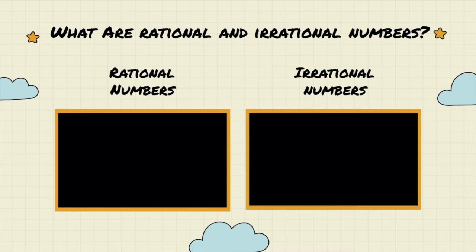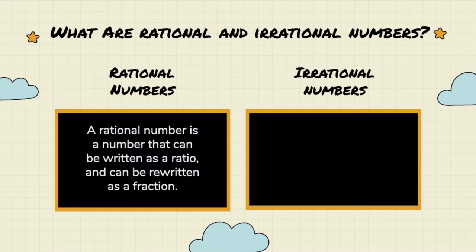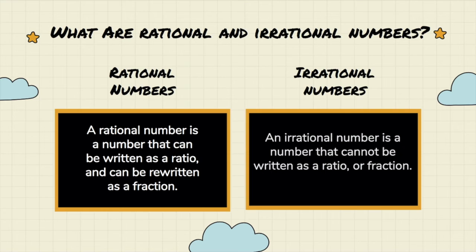So first, let's go over the definition of a rational number, which is a number that can be written as a ratio and be written as a fraction. Now, let's look at the definition of an irrational number, which is a number that cannot be written as a ratio or fraction. So it is the opposite of what a rational number would be, and if a number is not rational, then it would be considered irrational.